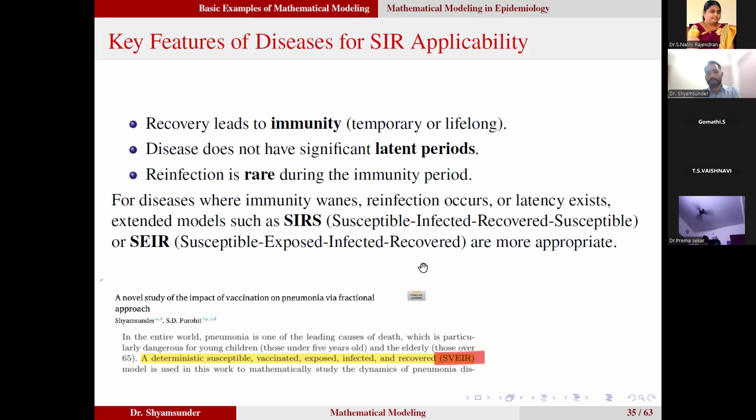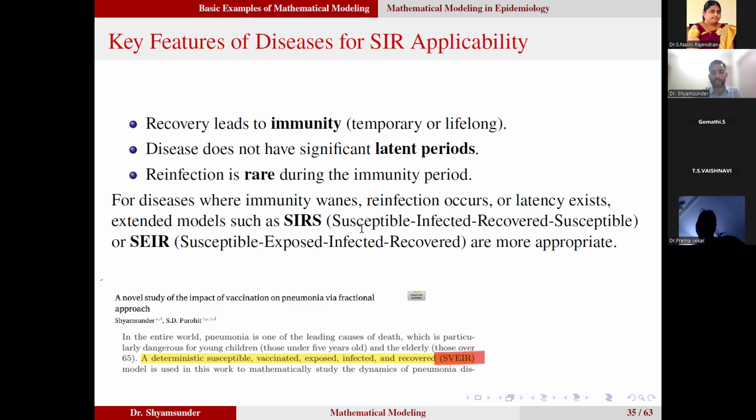The key features of a disease for the SIR model's applicability are that recovery leads to immunity, temporary or lifelong, the disease does not have a significant latent period, and reinfection is rare during the immunity period. Then extended models such as SEIRS are developed for diseases where immunity wanes and reinfection occurs or latency exists. In the SIRS model, recovered individuals lose immunity and again join the susceptible class. Sometimes we recover from the disease, but after one or two months we see the symptoms again.